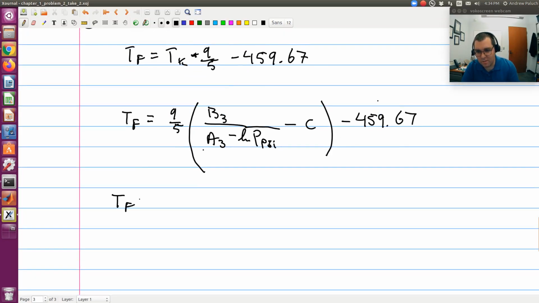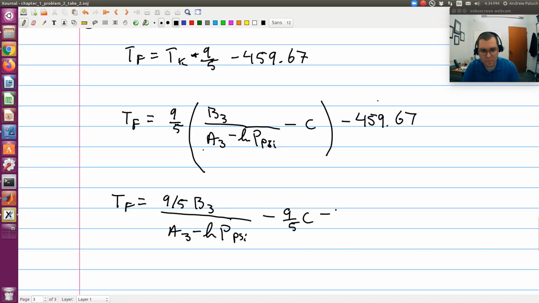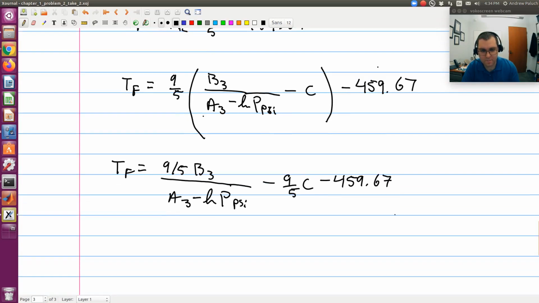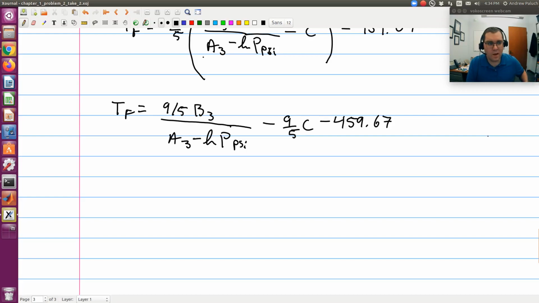So TF is equal to, let's distribute the 9/5. I could write this as 9/5 times B3 divided by A3 minus log PSI, minus 9/5 times C minus 459.67. Okay.